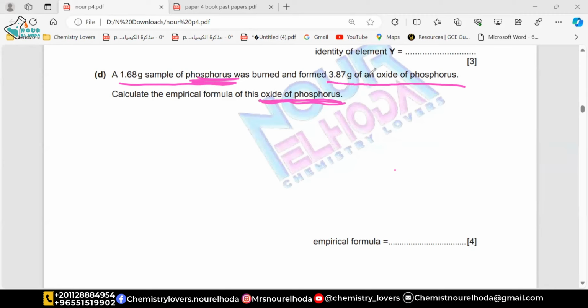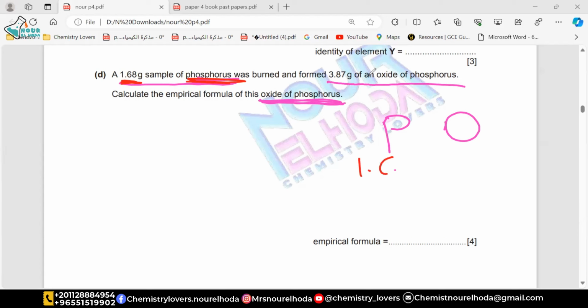So I need to put the oxide of phosphorus. I need to know what the formula for the oxide of phosphorus is. This means I have P and I have O, but I don't know how to find the formula. How can I get it, Mahmoud? I will check. Here it says 1.68, this is the sample of phosphorus.